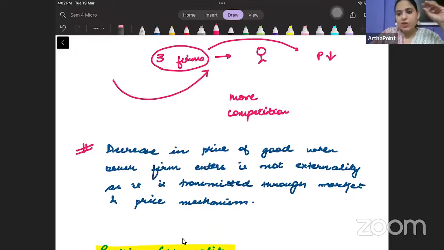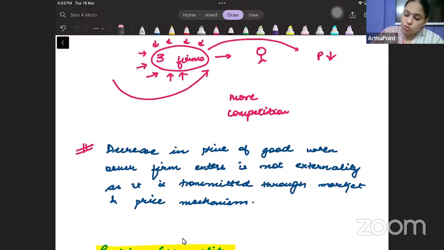समझे? मैं कह रही हूं अभी तक 3 firms थे market में, वो एक product बेच रहे थे. अब एक नया firm market में enter करता है, और जब ये नया firm market में enter करता है ना, तो इन 3 firms को competition ज्यादा face करना पड़ता है, जिसकी वजह से उनको अपने प्रोडक्ट के प्राइस को घटाना पड़ रहा है. They have to lower the price of their product.